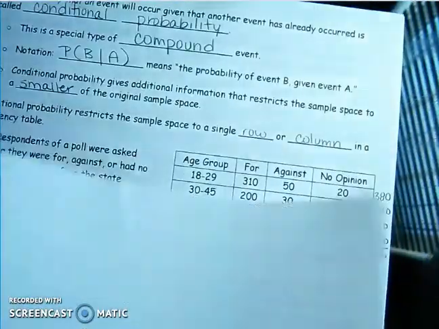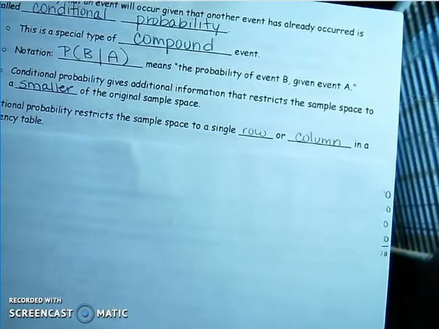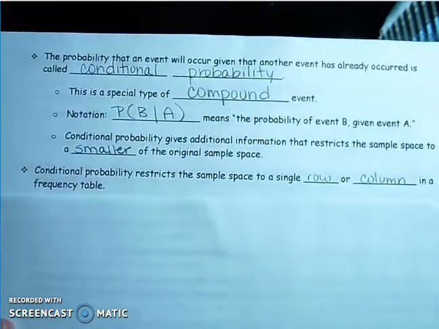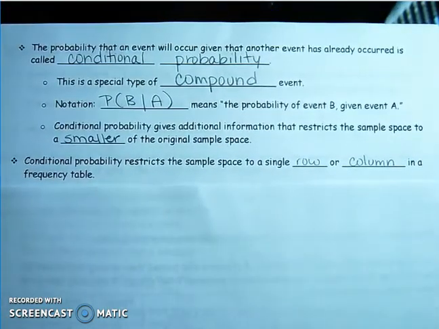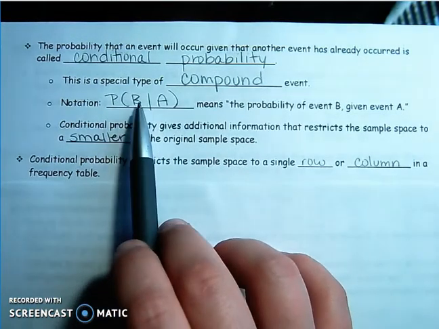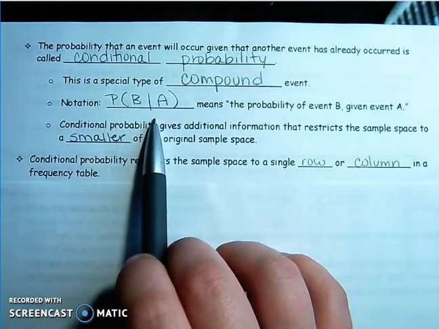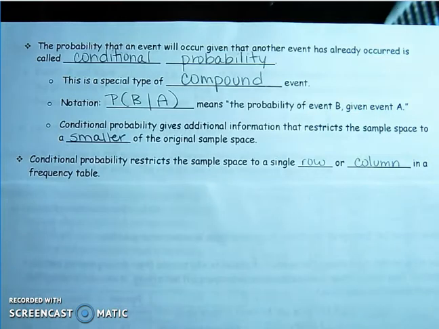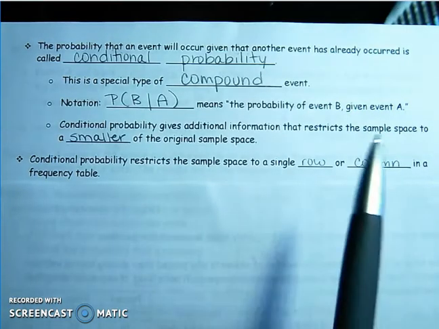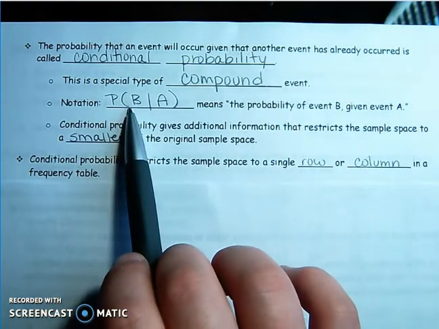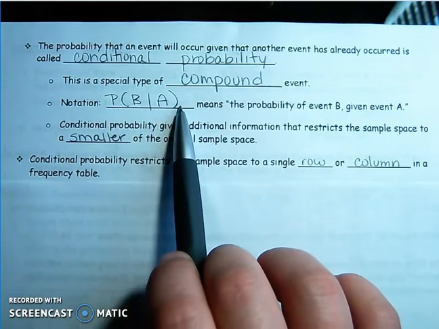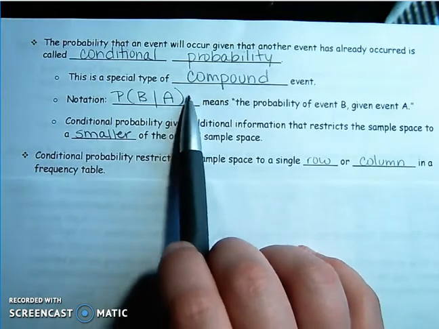So let's talk about the definition. Conditional probability is the probability that something happens given something else has already occurred. It's a special type of compound event. This is the notation for it, B, and then like a slash or a bar, A, and it's read the probability of B given event A. So this is the idea that A has already happened.